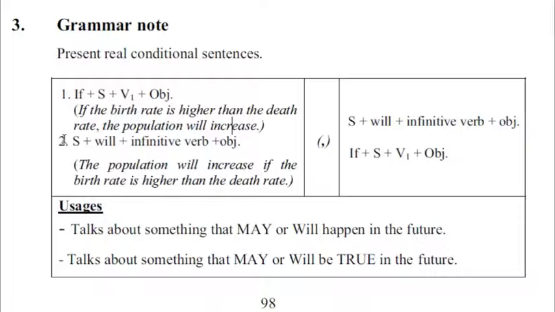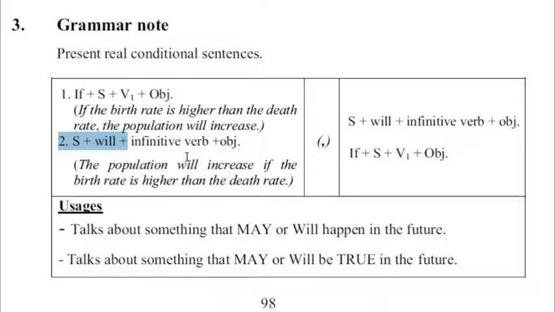Okay, in the grammar note, you can see if plus s plus v1 plus obj. Now this is the first one. That means the result is after the condition. So you have your condition first. If the pen falls, it will land on the floor. So the second one, s plus will plus the infinitive verb. This will be the result first and then the condition.